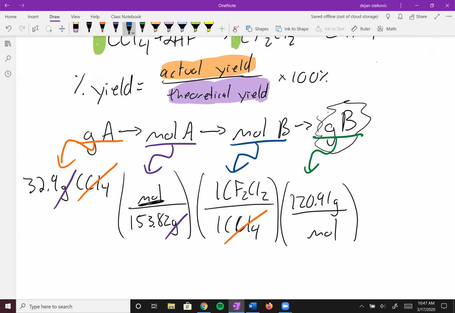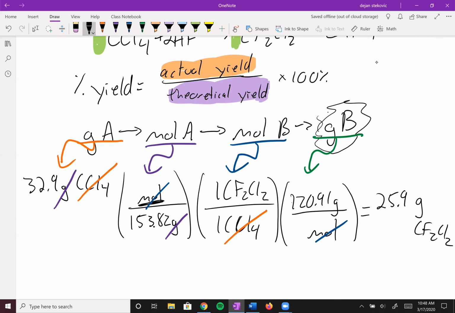And then at this point, you can see moles cancels out with moles. And so then you're left with grams of CF2Cl2. And then you just got to plug and chug through there. And what you'll end up with is this 25.9 grams of CF2Cl2. What you heard was my speaker falling.